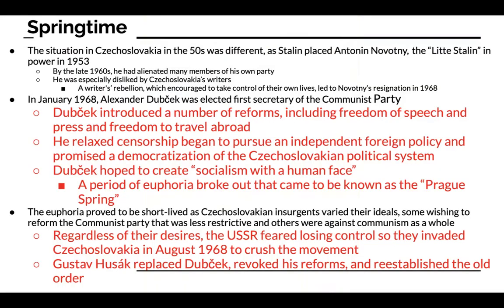All right, springtime. The situation in Czechoslovakia in the 50s was different as Stalin placed Antonin Novotný, aka Little Stalin, in power in 53. By the late 60s, Novotný had alienated many members of his own party. He was especially disliked by Czechoslovakian writers. A writers' rebellion, which encouraged people to take control of their own lives, led to Novotný's resignation in 68.